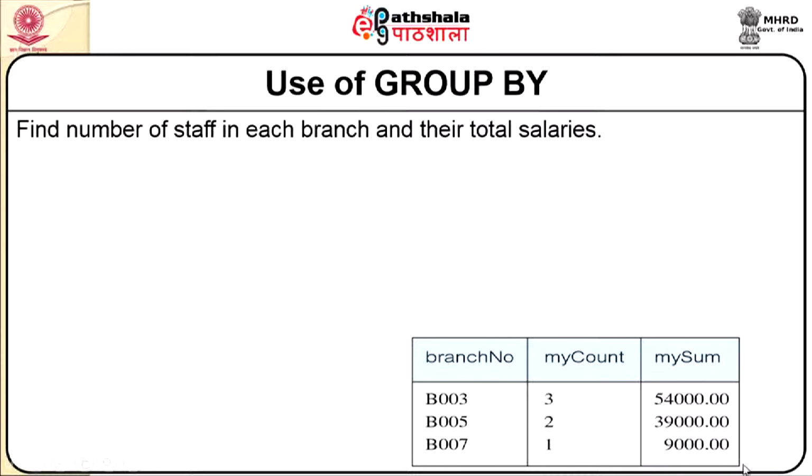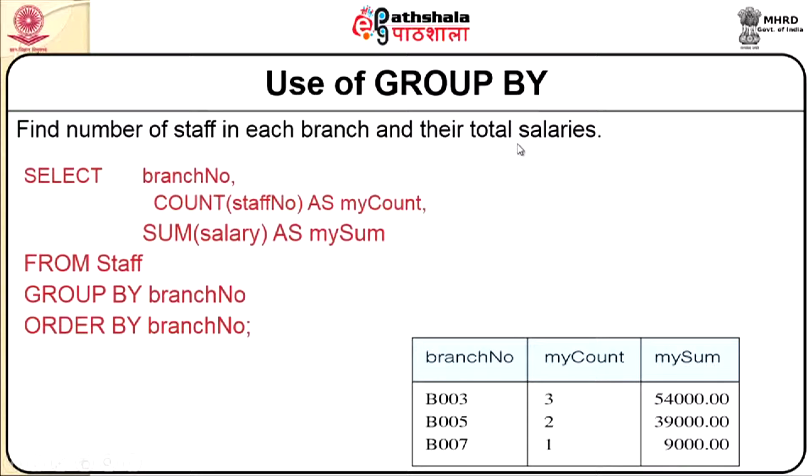Understand the natural language query: find the number of staff in each branch and their total salaries. So this may be converted as: select branch number, count the number of staff by staff number as myCount, sum of salary as mySum from the staff table, group by branch number and order by branch number.